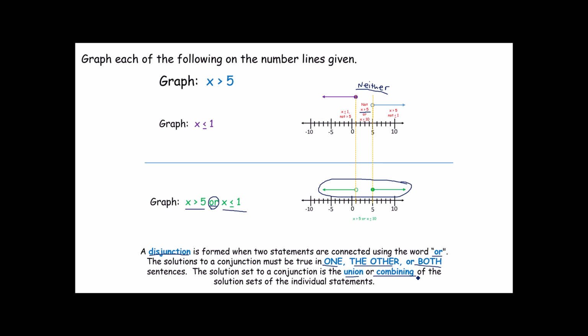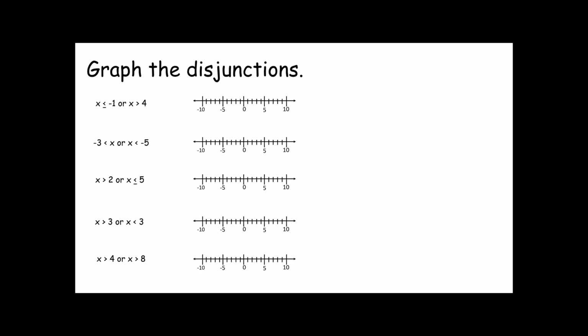Now, I will tell you, most people find conjunctions to be very easy. Most people find disjunctions to be very easy. The tricky part is keeping straight when you're doing one and when you're doing the other. When we're using the word and, we're looking for the overlap. When we use the word or, we're taking the combination, combining everything from both solution sets. A little bit tricky. Let's try some disjunction examples.